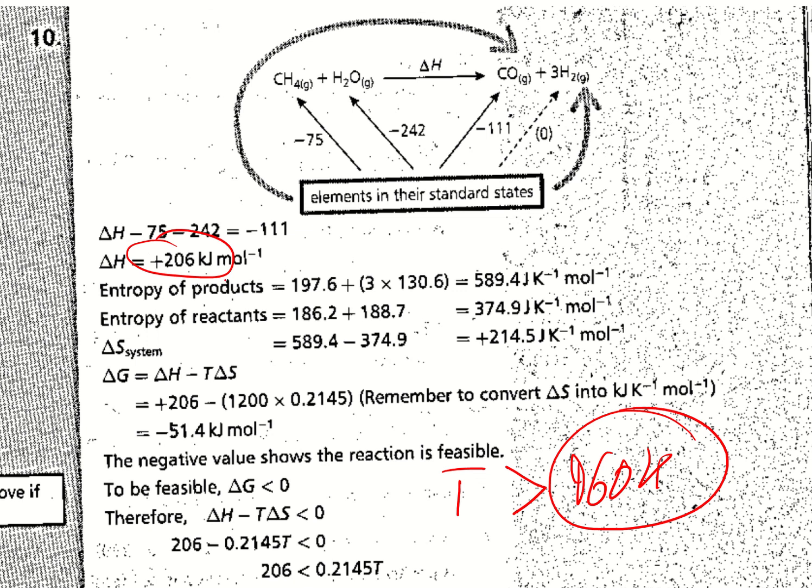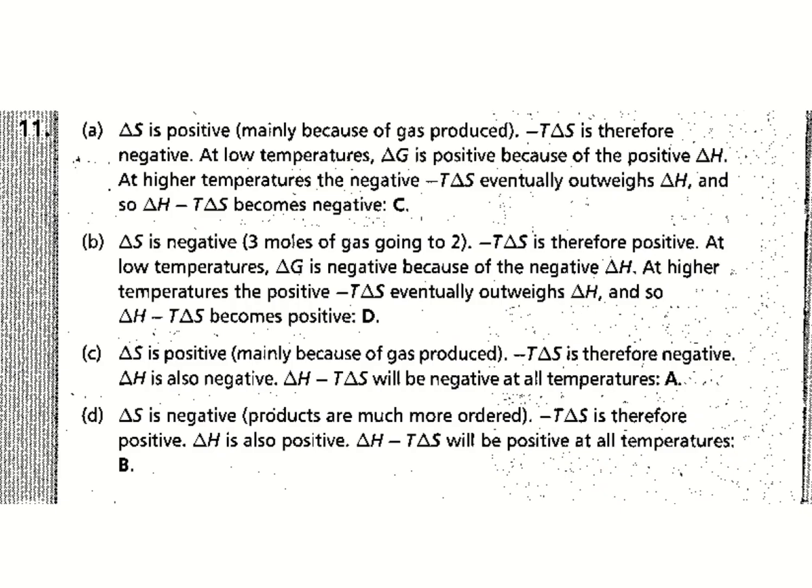So your delta H is there, your entropy change you get there, your delta G value was there, and then you did your delta H divided by delta S over 1000 to give you greater than 960 kelvins. Question 11 then, I'll leave that up there, you can read your way through that. Hopefully you were able to work it out. So the answer to the first one is C, the next one is D, the next one is A, and the final one is B, with explanations there as well.